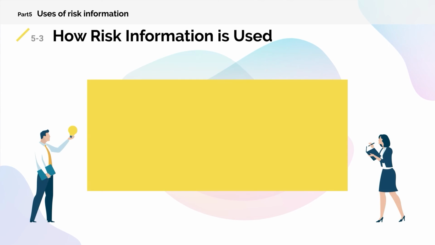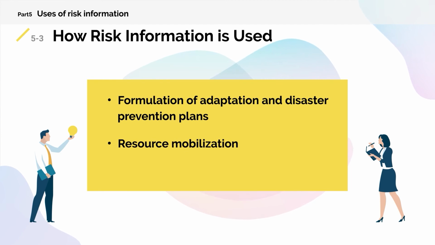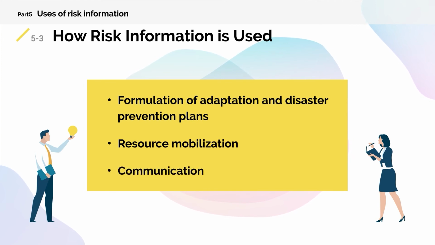There are 3 uses of risk information. Throughout this material, we have explained that risk information can be used for developing adaptation and disaster prevention plans for a region. It can serve as the basis for explaining the need for resource mobilization for adaptation and disaster prevention projects. In addition, risk information can be used to provide public information to encourage residents and business sectors to cooperate with the adaptation plan and promote voluntary initiatives. The ultimate purpose of using risk information is to enhance the adaptability of the local community.